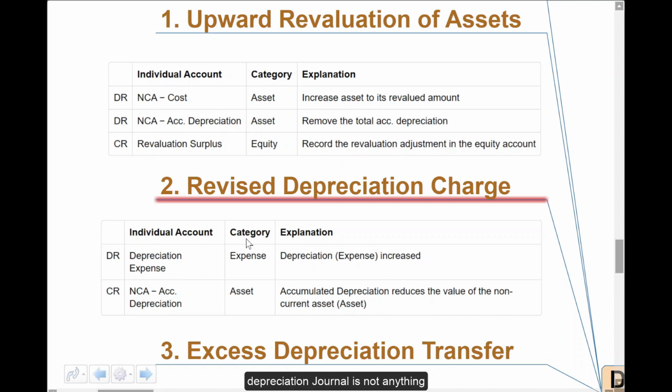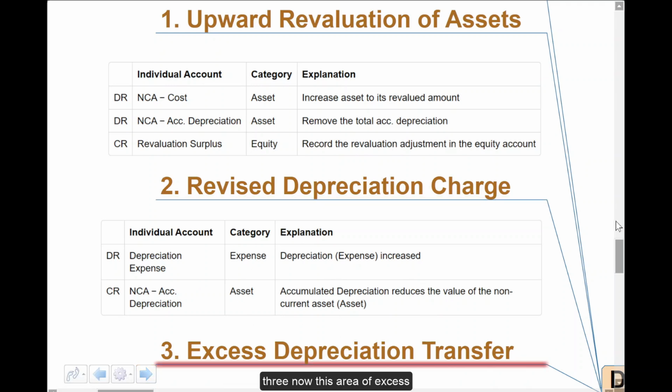So this depreciation journal is not anything different to what we've seen before. Number one, the debit. So debit depreciation expense. We are increasing an expense for the revised depreciation for this year. What about the flip side? Again, as before, where do we credit when we've debited an expense? Well, we must credit to accumulated depreciation. What's the explanation? Well, it says reduces the value of the non-current assets. That's what depreciation does, and we accumulate it over the course of time. So this entry, not any different to what we've seen before.